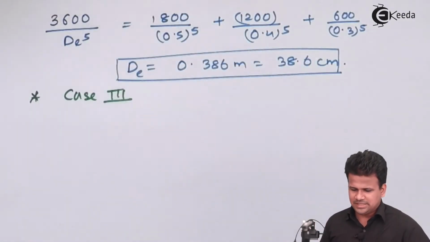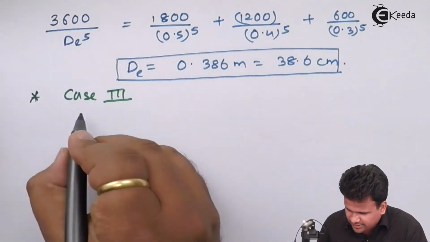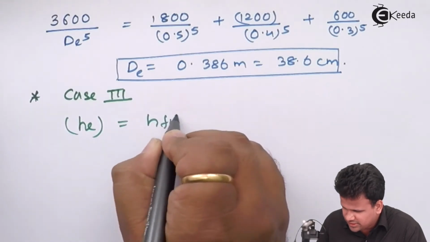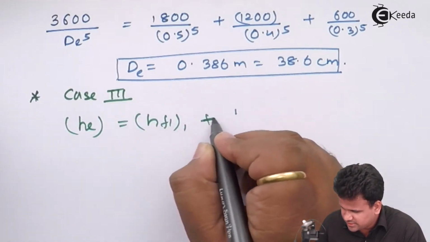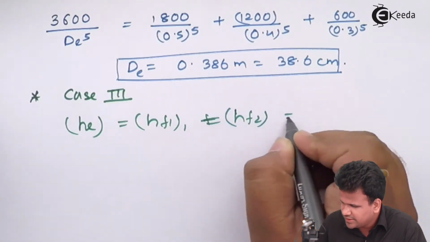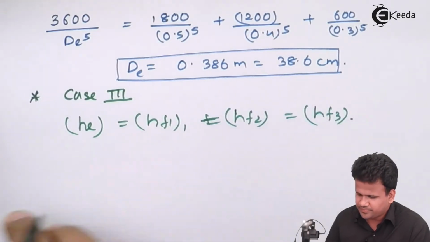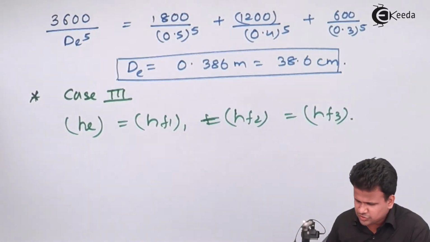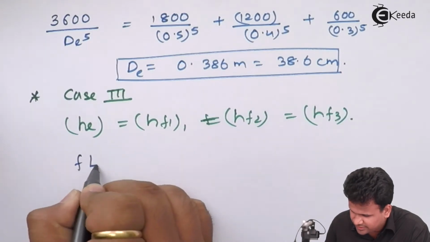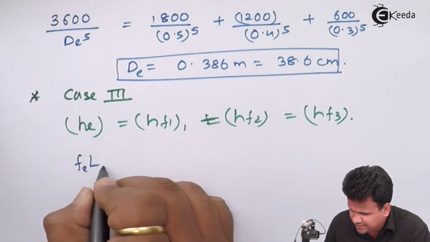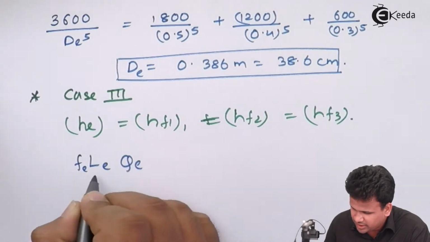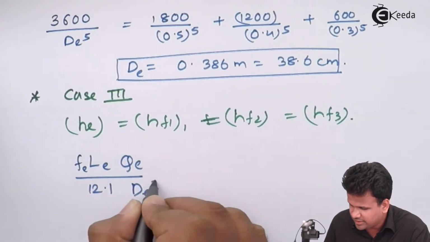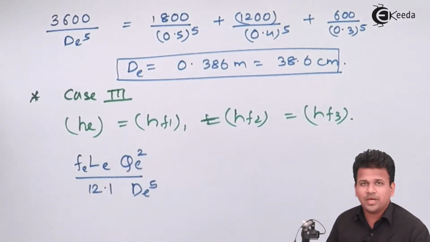So we can write this down as: H equivalent, the head loss, is equal to head loss in pipe 1, is equal to head loss in pipe 2, is equal to head loss in pipe 3. So let us write this in terms of discharge. This will be equal to f equivalent L equivalent Q equivalent squared upon 12.1 into diameter equivalent raised to 5.